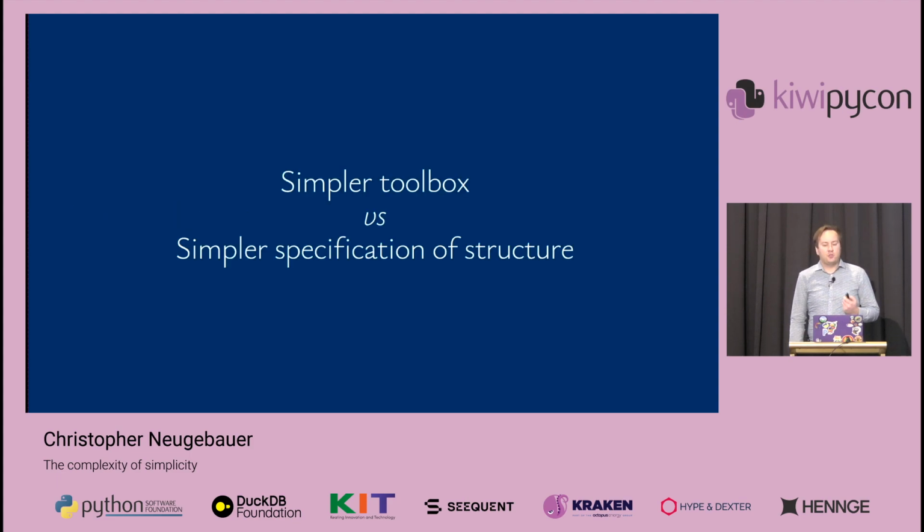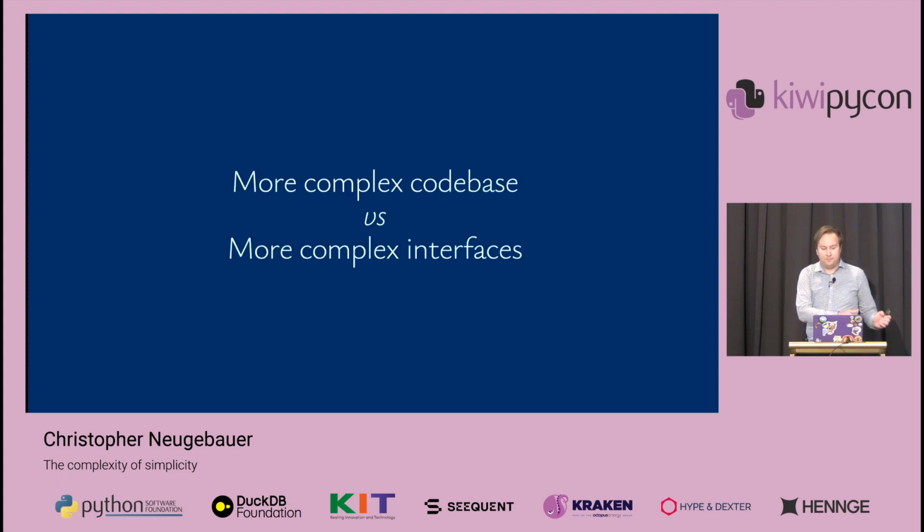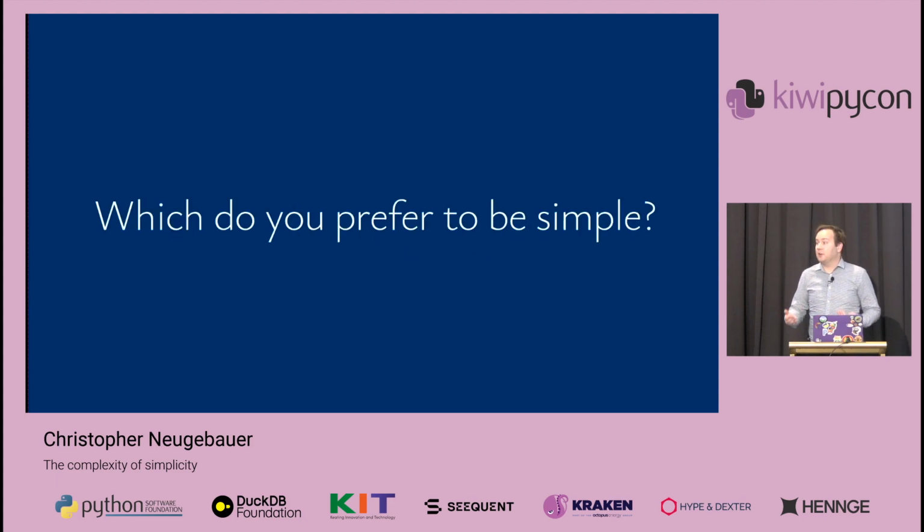And so you end up with a trade-off. You could either have a simpler toolbox for managing your quality assurance, or you can have a simpler way to specify the structure of your code base. So you can have more tests and more documentation, or you can make your interfaces harder to read and harder to understand. So there actually isn't a correct answer here. Both approaches provide simplicity, and adopting either approach is going to leave some complexity somewhere else in your code base.